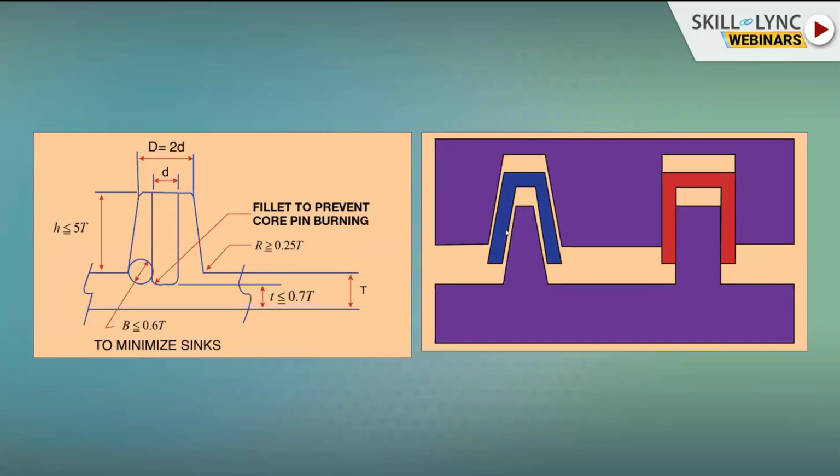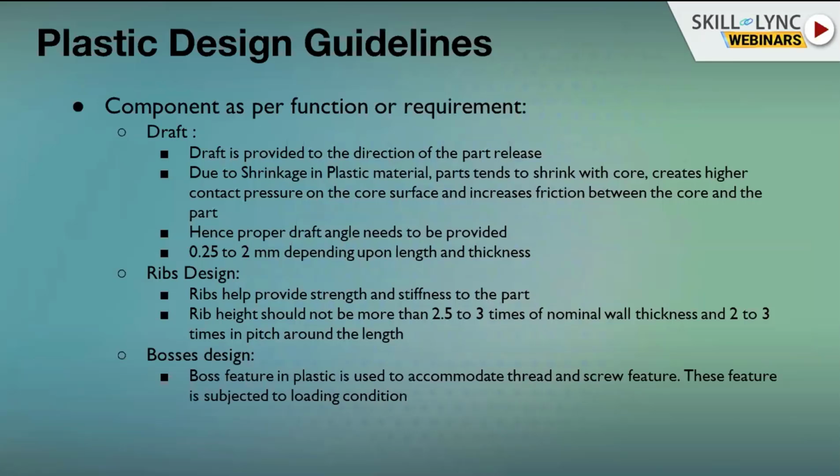If you provide a proper draft, you can see that if it comes 1 to 2 mm from this surface, it will be properly ejected without any problem. The draft we generally provide in industries is 0.25 to 2 mm, depending upon the length and thickness of the component, and also depending upon the plastic material.